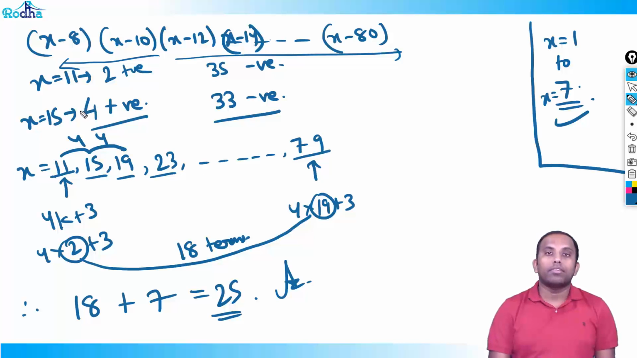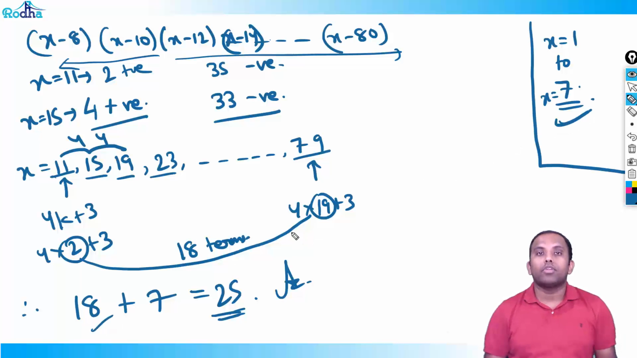I hope it is clear now. What is the answer? The answer is 25: 18 values here and 7 values from here. Right? Okay. Next we'll continue in the next videos.